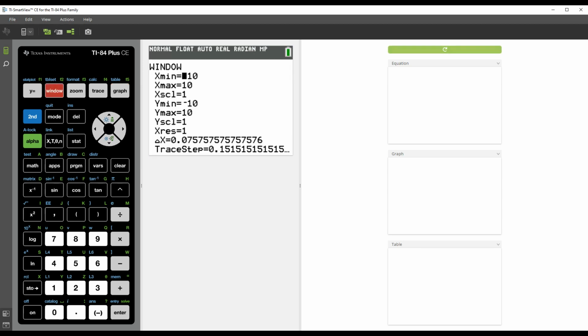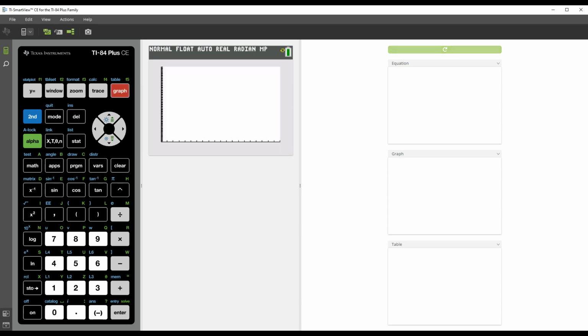So I go to my window, and first of all, I'm not going to have negative years, and I don't know how many years it's going to take. Let's just say it takes 20 years. And for my y, again, I'm not going to have a negative population, but I know I need to see it at 100 million, which is just 100 for this purpose because the formula already accounts for the millions. But I'm going to say 120 just so I can see the 100 clearly.